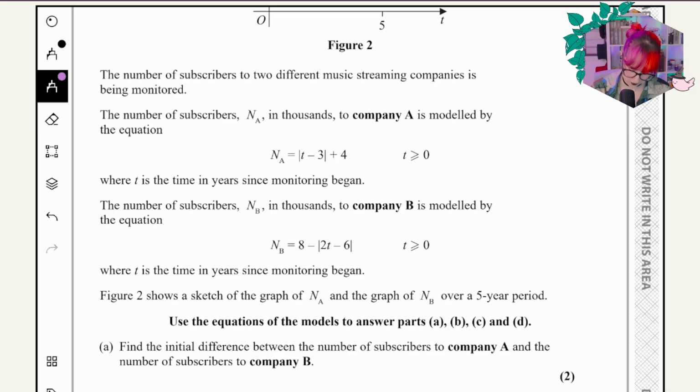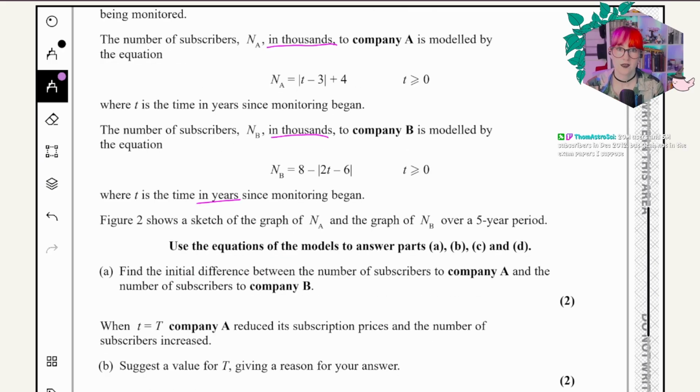Okay, so we've got two different variables. We've got N in thousands, and we've also got t in years. Figure 2 shows a sketch of the graph of NA and the graph of NB over a 5-year period. Use the equations of the models to answer parts A, B, C, and D.